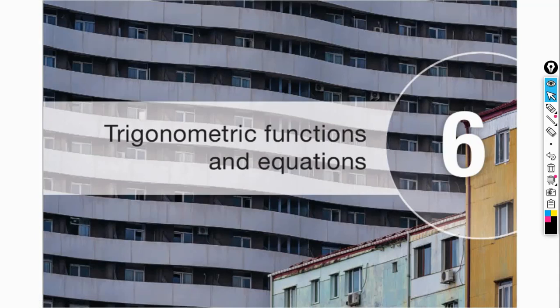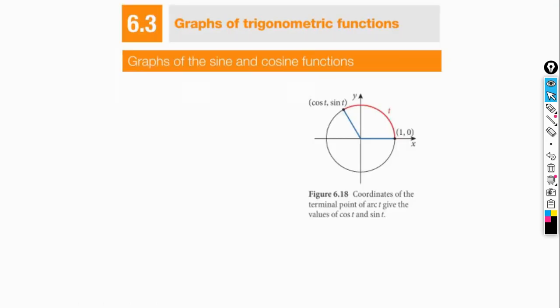Hello everybody. So in this video we continue with chapter 6, trigonometric functions and equations, and we're going to begin with section 6.3, graphs of trigonometric functions, and let's start with graphs of the sine and cosine functions. From the previous section we learned that trigonometric functions are periodic. That is, their values repeat in a regular manner. The graphs of the trigonometric functions should provide a picture of this periodic behavior. So in this section, we're going to learn how to graph sine, cosine, and tangent functions as well as their transformations.